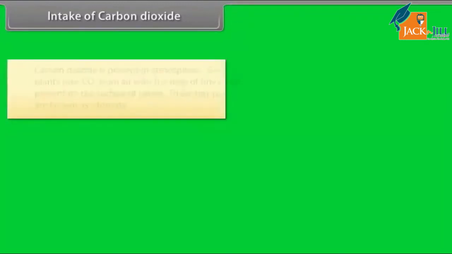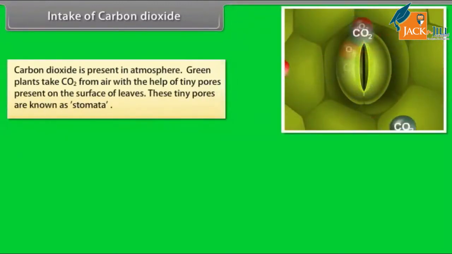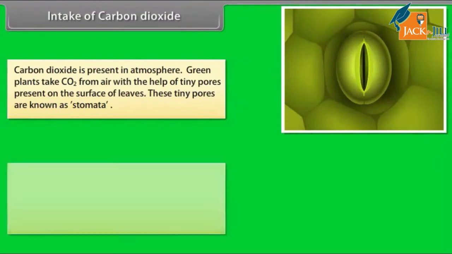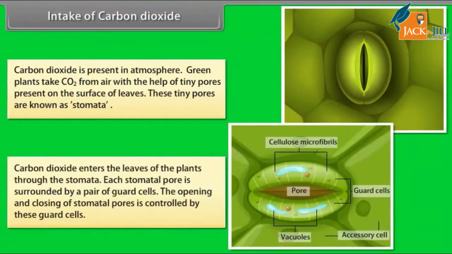Intake of carbon dioxide. Carbon dioxide is present in the atmosphere. Green plants take CO2 from air with the help of tiny pores present on the surface of leaves. These tiny pores are known as stomata. Carbon dioxide enters the leaves of the plants through the stomata.